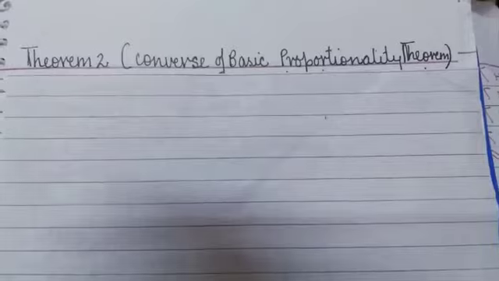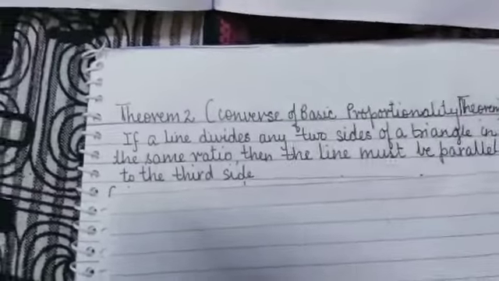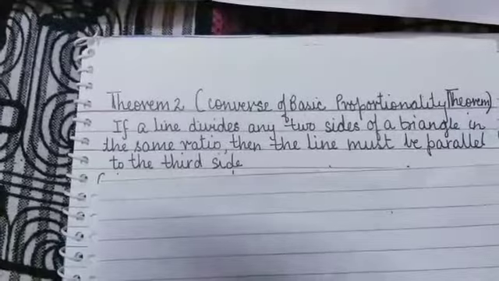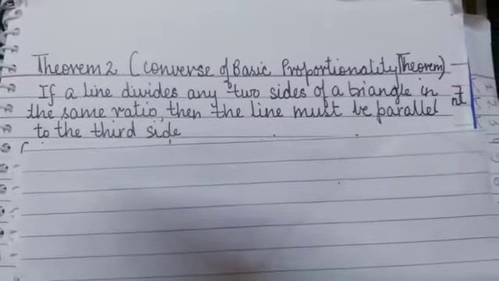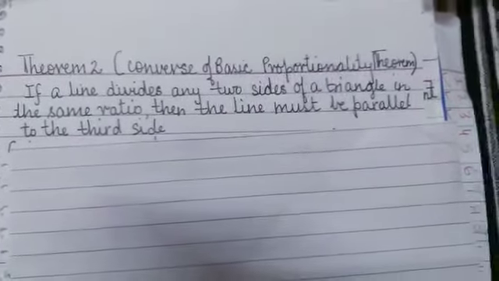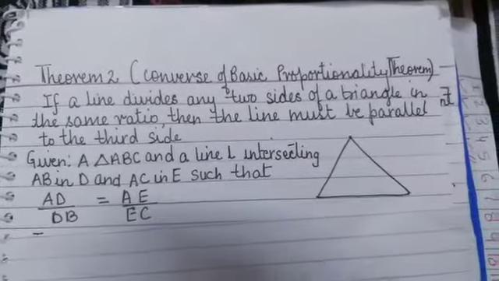Now today we are going to do theorem 2, that's the converse of the basic proportionality theorem. If a line divides any two sides of a triangle in the same ratio, then the line must be parallel to the third side. Okay, so we are proving the converse.